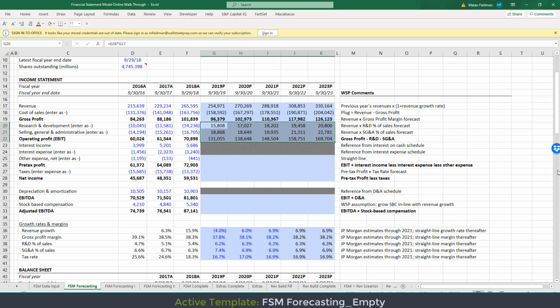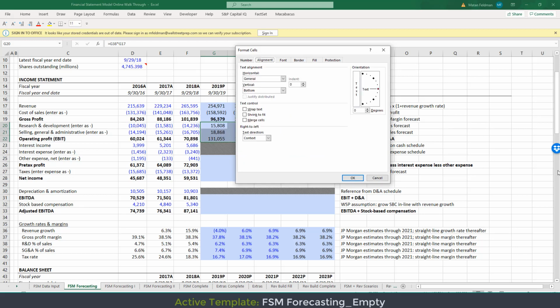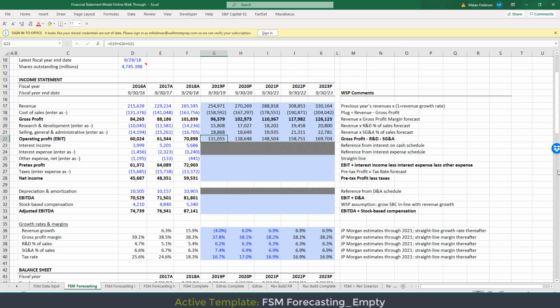Control-Shift-1 if you've got Macabacus. Otherwise, you hit Control-1 and format it the way you want. Make sure that this is bold. I skip these two lines. Other expense, straight line, right?